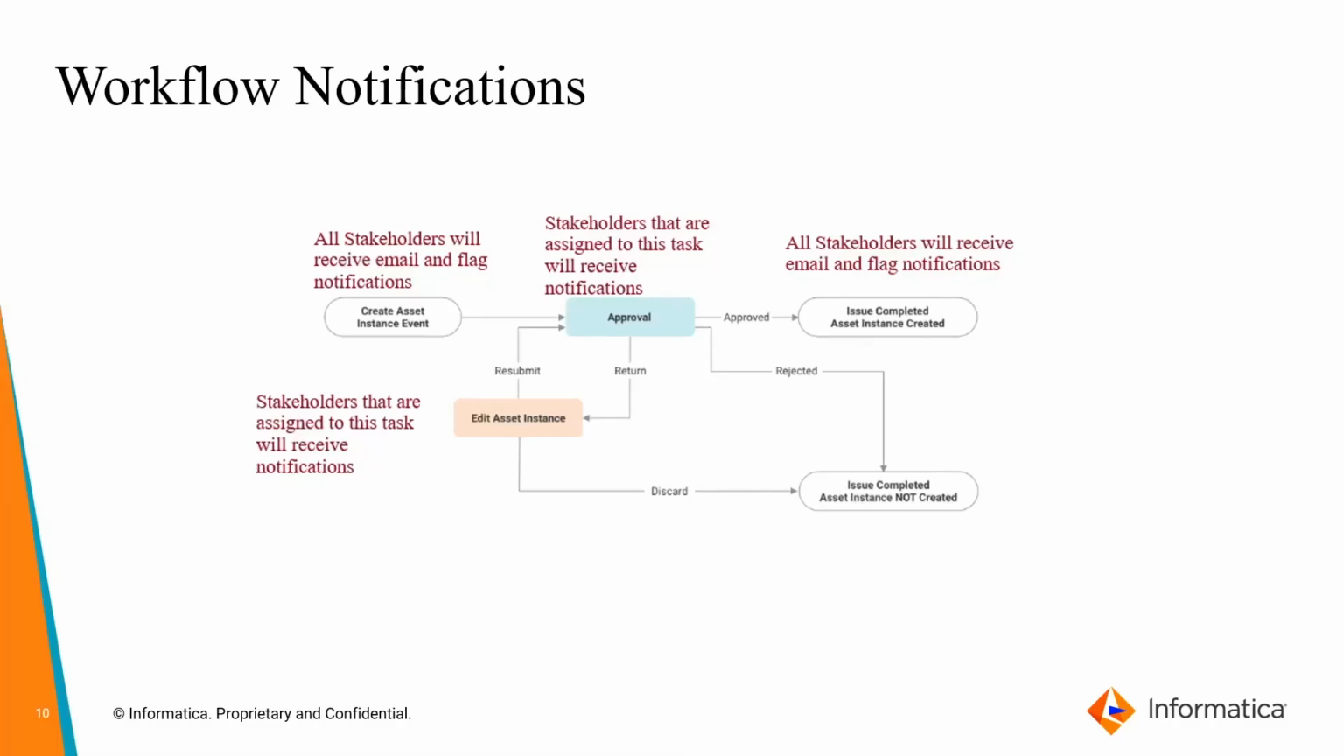Workflow notifications. Now let's look at under what scenarios the notifications are sent to the users working on workflows. When the event ticket is generated for the asset, which is created or modified, all stakeholders will receive email and flag notifications. For approval and edit asset instance tasks, stakeholders that are assigned to that particular task will only receive notifications. Once the asset is approved, all stakeholders will receive email and flag notifications.